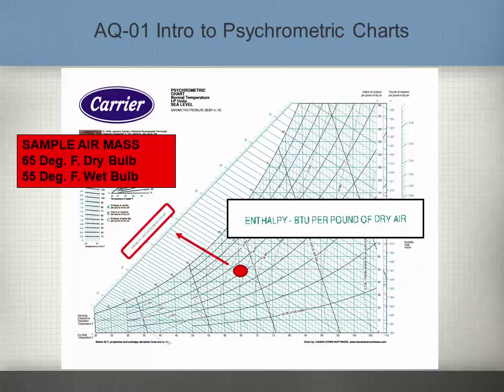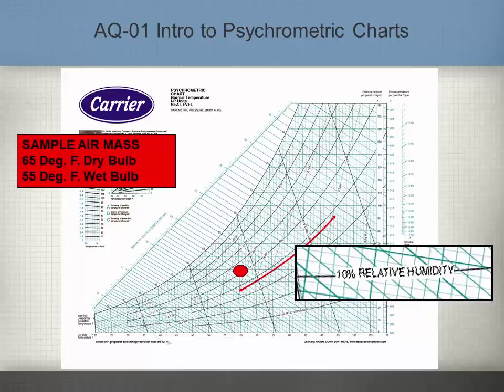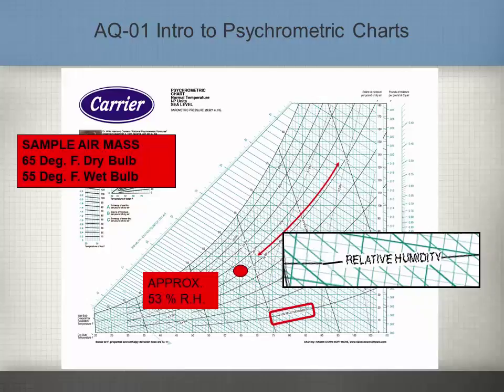From this point of intersection, we find a diagonal line traveling to the top left of the chart. This line actually points to the amount of enthalpy this particular air mass has, approximately 23 BTUs per pound of dry air. From this point of intersection, we can also find a curved line indicating the percentage of relative humidity. Although it is not directly on one of the lines, we can estimate what its relative humidity would be. In this particular air mass, we can expect an approximate 53% relative humidity.